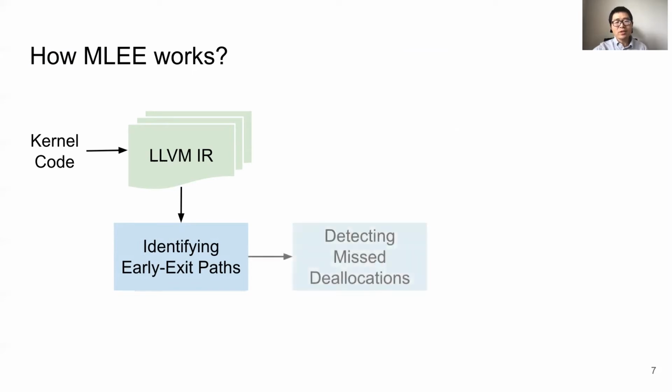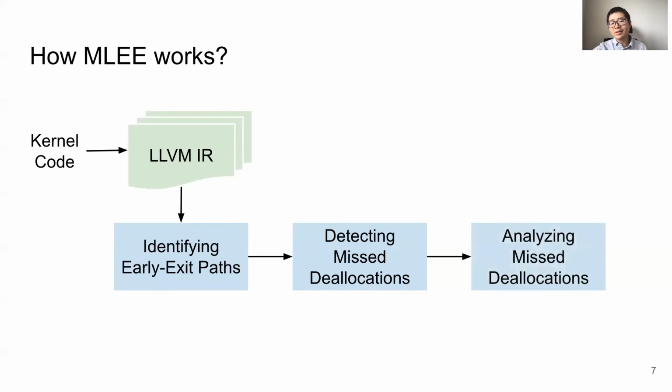Next, MLEE collects memory deallocations in the same kernel routine as the identified early exit path, and checks whether there is any memory deallocation that is missed on the early exit path. That is, the memory object freed by the memory deallocation is not freed on the early exit path. If such a missed deallocation is found, MLEE further analyzes the missed deallocation and the corresponding early exit path to determine whether the missed deallocation should show up on the early exit path.